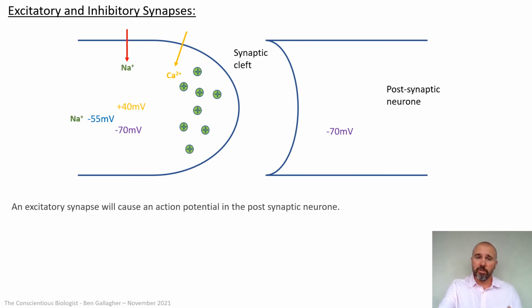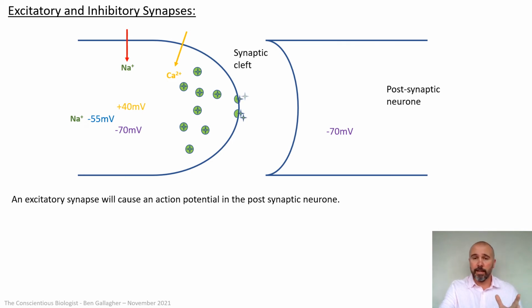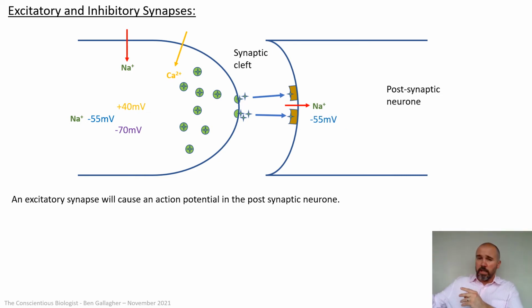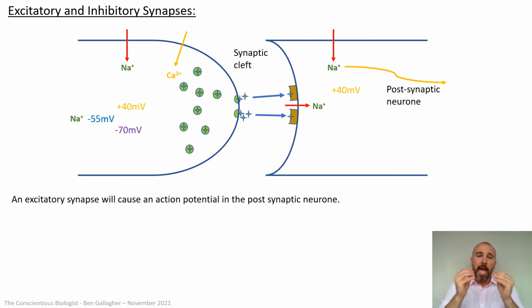Now, excitatory synapses are exactly what we've been studying, where you get the vesicles exocytosing, moving across the neurotransmitter, linking to the proteins, allowing the sodium in, raising the postsynaptic neuron to minus 55, so that you can have a full action potential and it can move down. So all that we talked about in the previous slides are excitatory synapses.